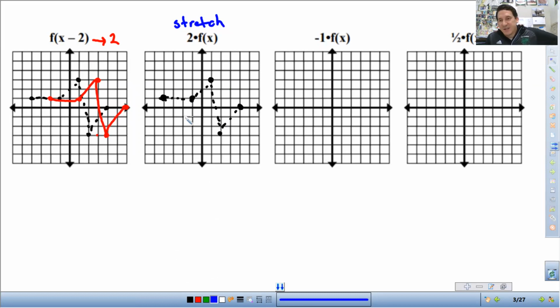What you want to think about a stretch is it moves the points away from the x-axis, the horizontal axis, and multiplies the distance they are from the x-axis by that factor. So here, this point is just 1 away from the x-axis. So that means the stretch, my new point needs to be double that. It's going to be 2 away, 1, 2. All right. So this point is 1 away from the x-axis. So my new point needs to be 2 away, 1, 2.